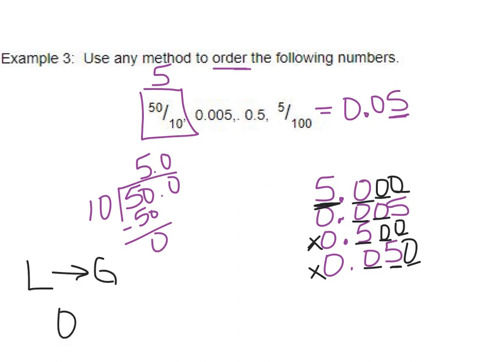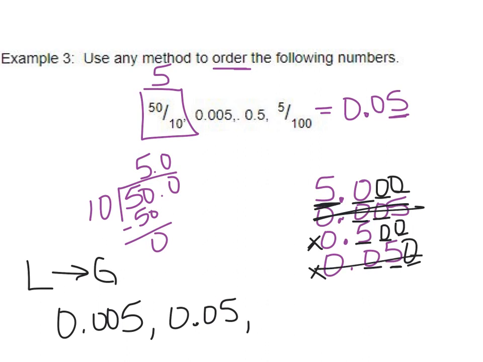we have 0 and 5 thousandths. So we have that. Then it becomes 0 and 5 hundredths. So that's it. Then we have 0 and 5 tenths, and then the last one is 5.